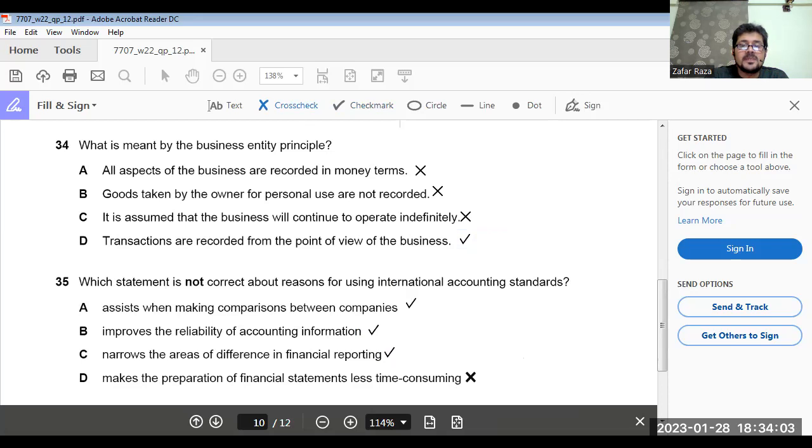So D option should be the answer. Getting my point clear? Three options are correct. When you are using international accounting standard, it means it is time consuming. Getting my point clear? So D option should be the answer.